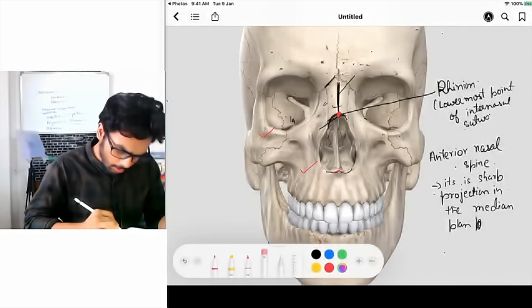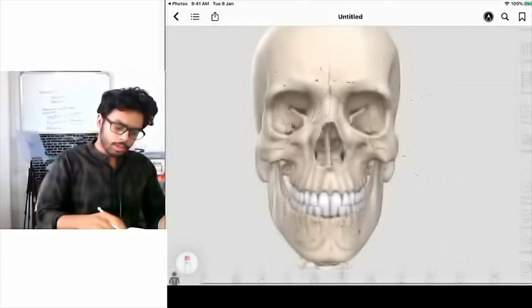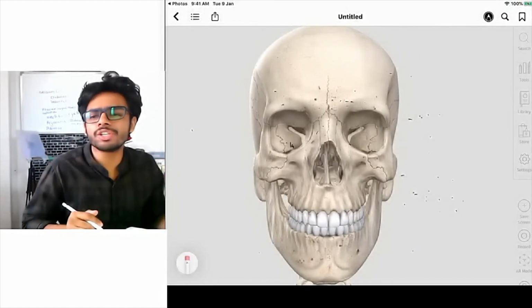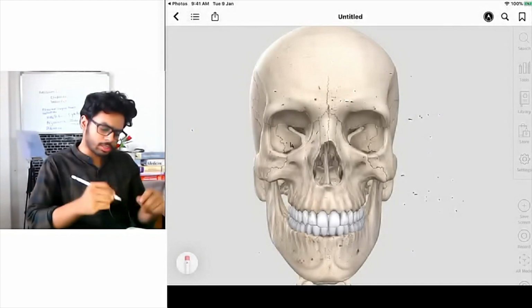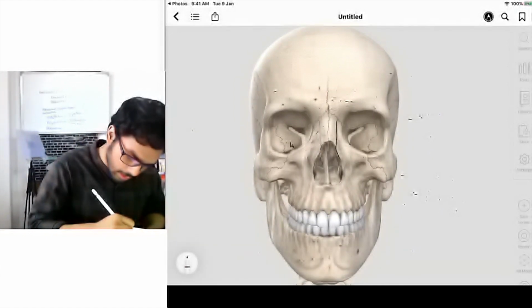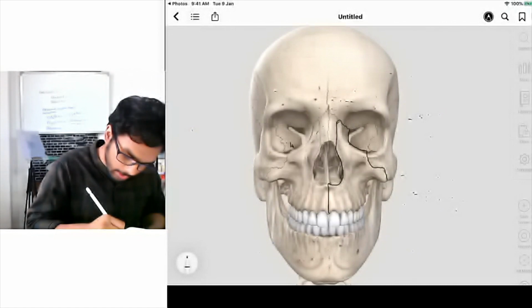Now let me explain about the maxilla. So here we have the maxilla part. See, the maxilla contributes a large part in the formation of the facial skeleton. You can see the extent of the maxilla. Here you can see, these all are the parts of the maxilla. I'm just outlining the left maxilla.